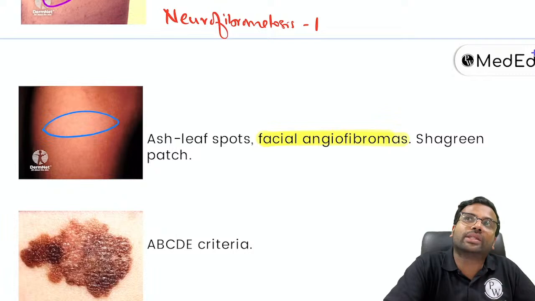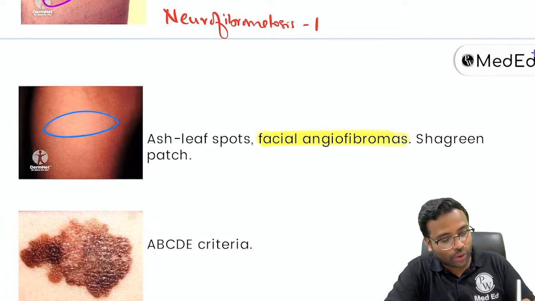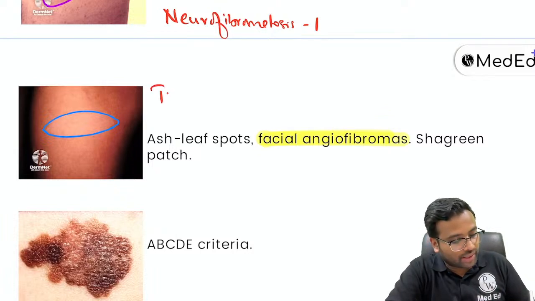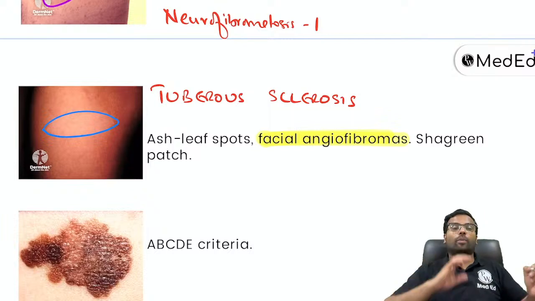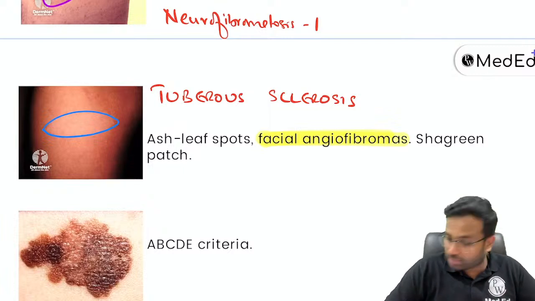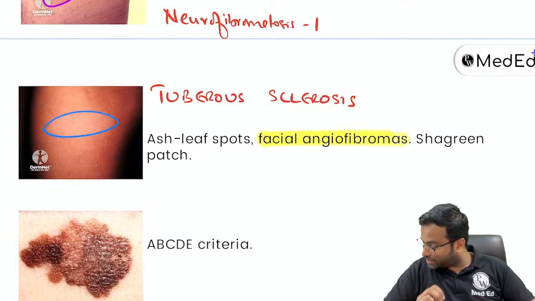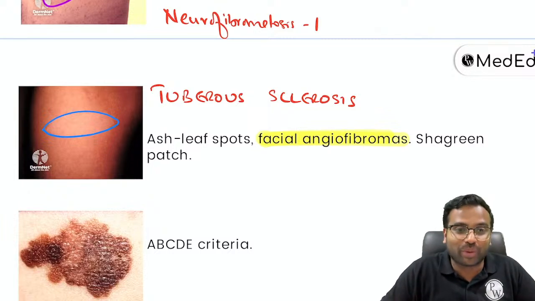If you want a clue, this also comes under genetic disorders in dermatology. Anyone? Shagreen patch is another clue. So this is going to be tuberous sclerosis. Okay, this is also called tuberous sclerosis. So it is another autosomal dominant disorder where the patient can come to you with different symptoms. Yeah, Enterobius vermicularis, good name. Okay, he's also answering it right. This is called tuberous sclerosis.